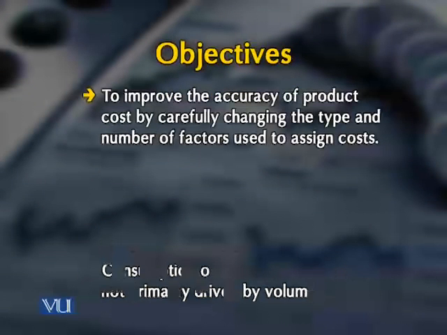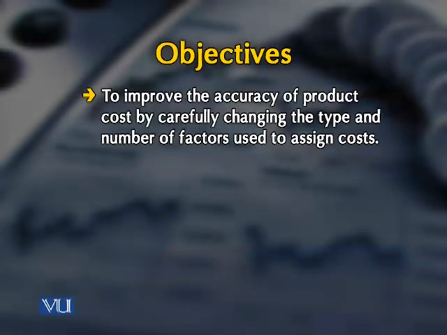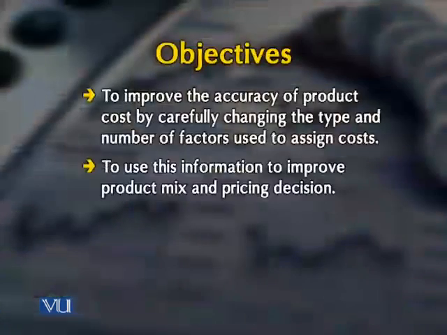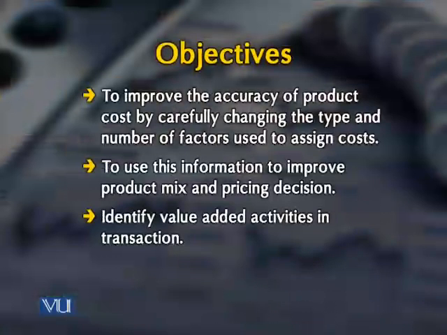Now, let me give you some objectives of ABC costing. To improve the accuracy of product cost by carefully choosing the type and number of factors used to assign the cost. We need, as much as possible, the accurate cost of producing our goods and services. To use this information to improve product mix and pricing decisions, because if we want to set a price, we must be aware of the exact cost of a particular unit or a particular product or service. Then identify value-added activities in transactions. That is the most important thing basically.